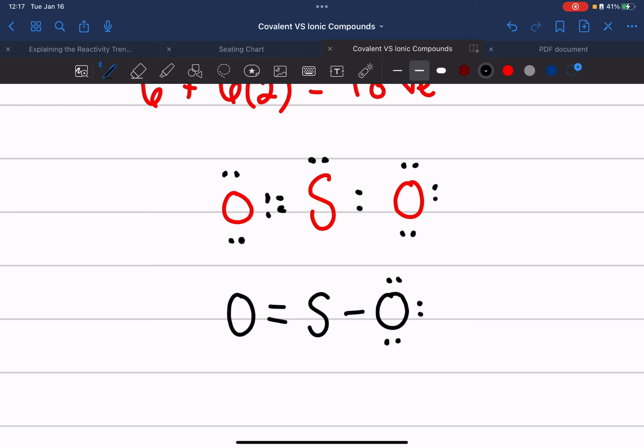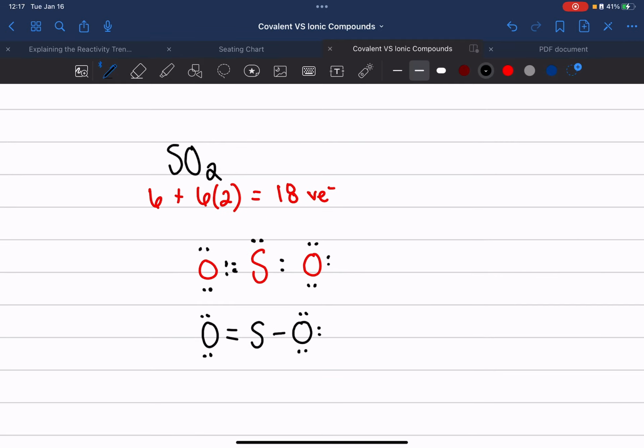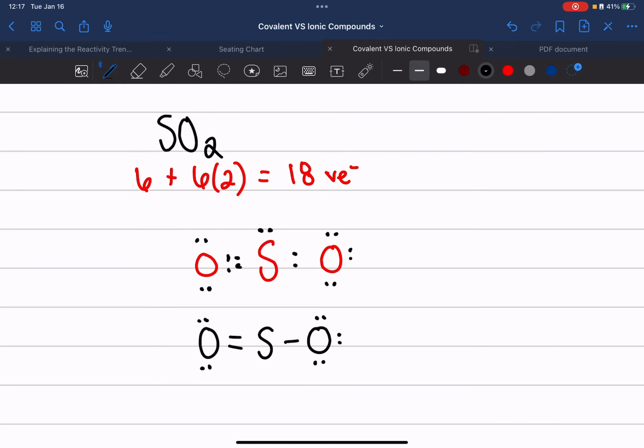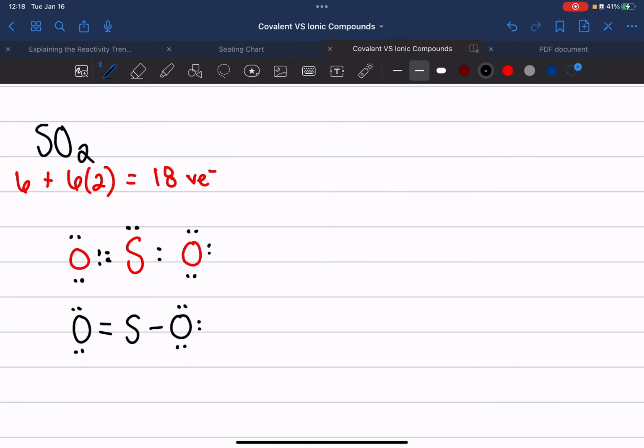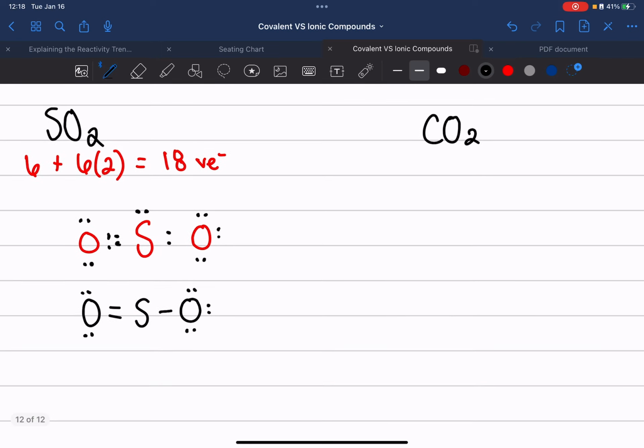When we have multiple pairs of electrons being shared, another way to draw that is with these 2 lines, and that represents a double bond. And there we go. So we have sulfur dioxide. Let's try one more, and I want you to try this one yourself. We're going to try CO2. Actually, we're going to do 2 more if we have time. Pause the video here.